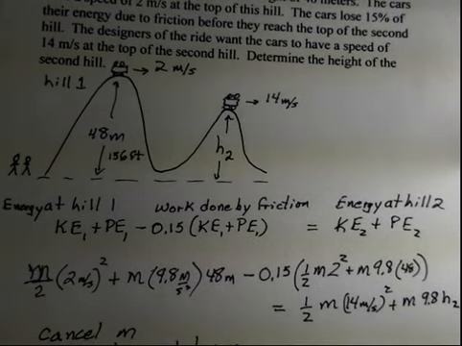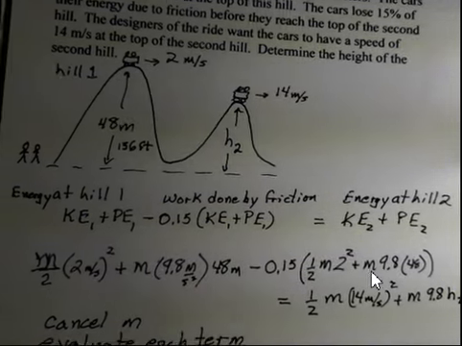We can cancel the mass of the car. If you inspect closely, you'll see that m, the mass of the car and the people in it, appears in every term. So a mass here, a mass here, a mass, mass, mass. So we don't need to know the mass of the car and the people.